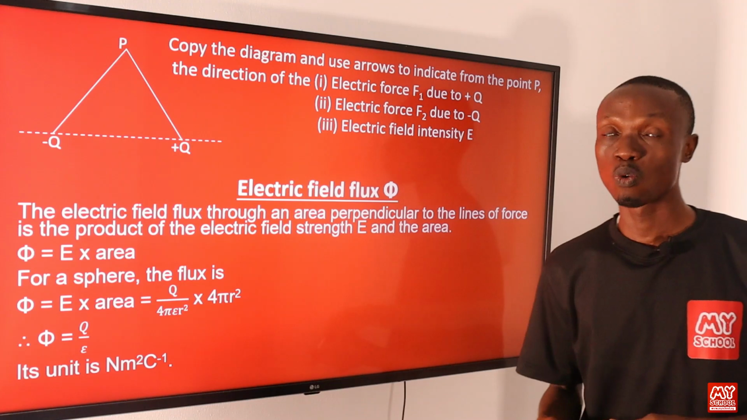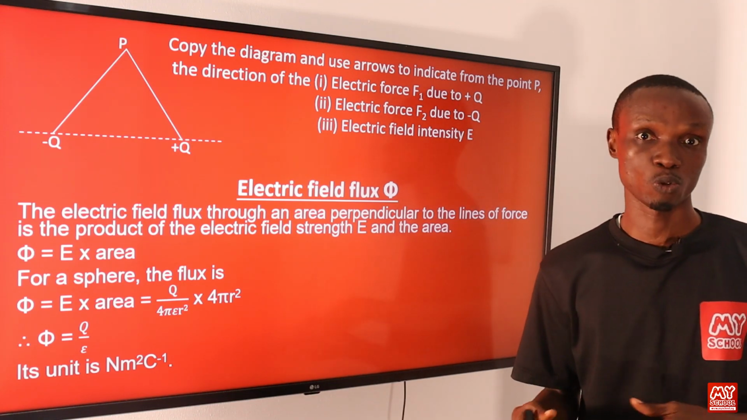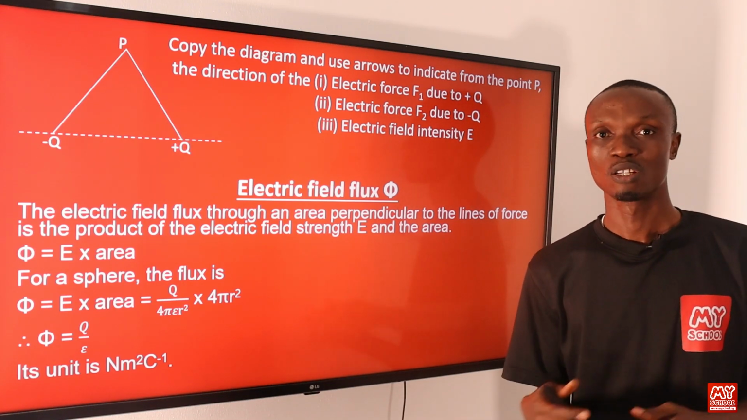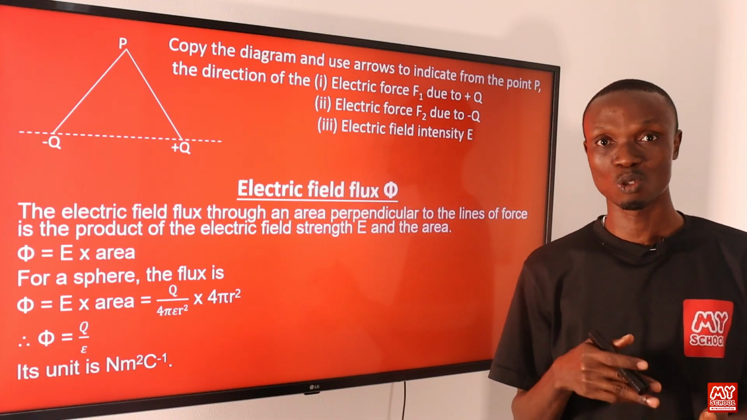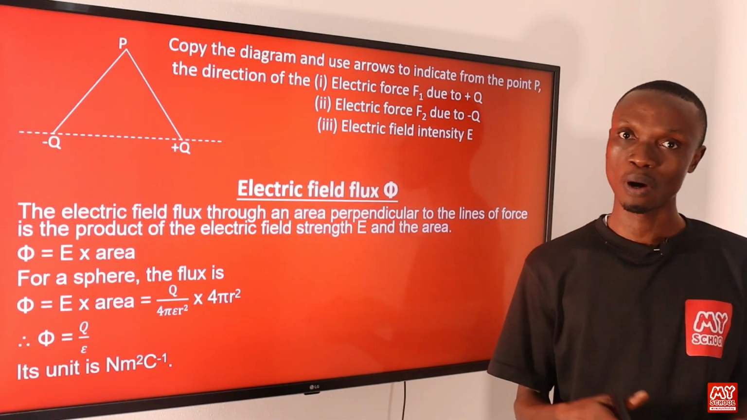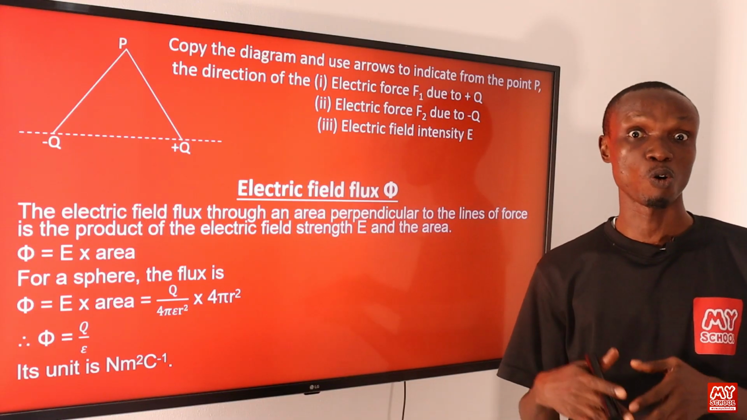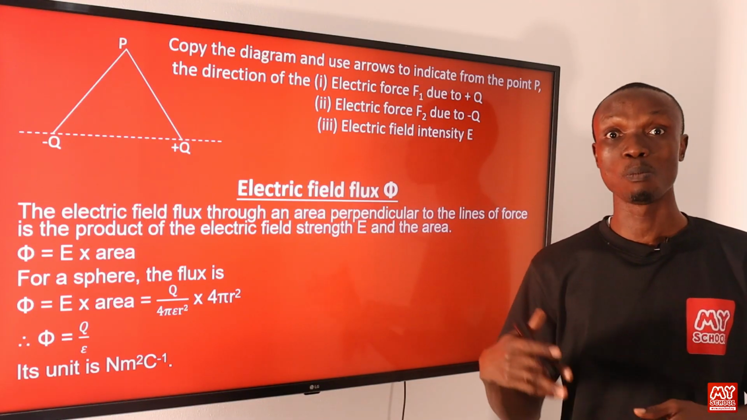In the complete video, we'll talk about electric field flux, we'll also talk about electric potential. Then we'll also discuss capacitors and capacitance. We'll also talk about the different arrangements of capacitors in circuits and more.